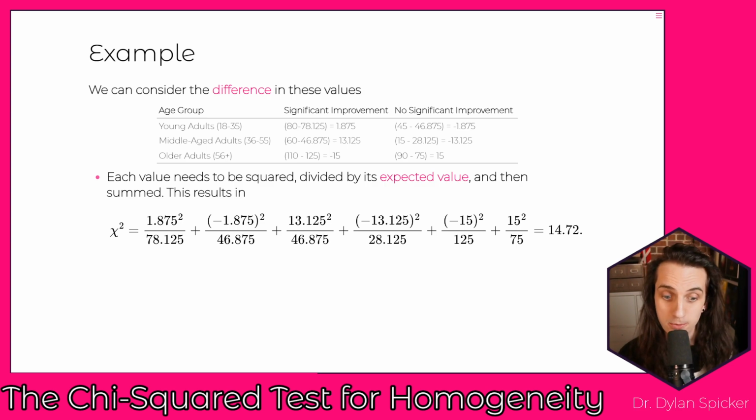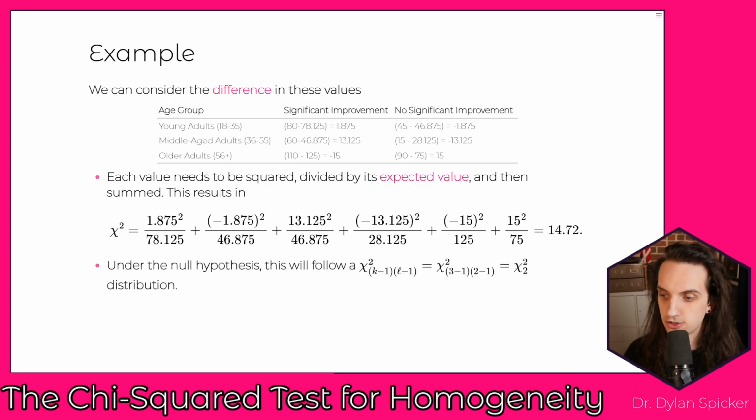So with that 14.72, we know that this should be coming from a chi-squared distribution with (k minus 1) times (L minus 1) degrees of freedom. And so then we would be taking 3 minus 1 times 2 minus 1, which is actually just going to give us our 2. Okay, and so we can work out under this distribution, we have our 3 minus 1 times 2 minus 1, which is our chi-squared 2 distribution.